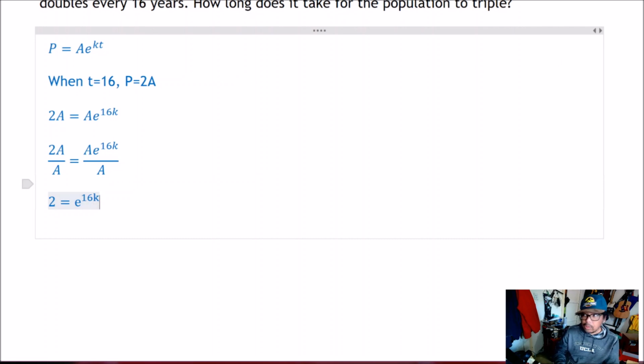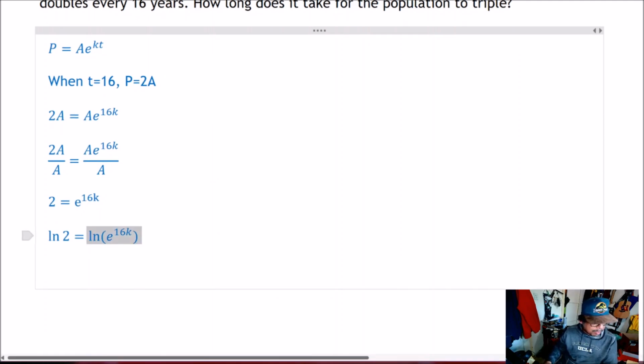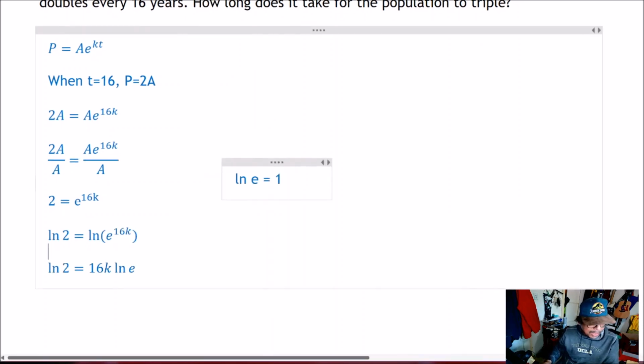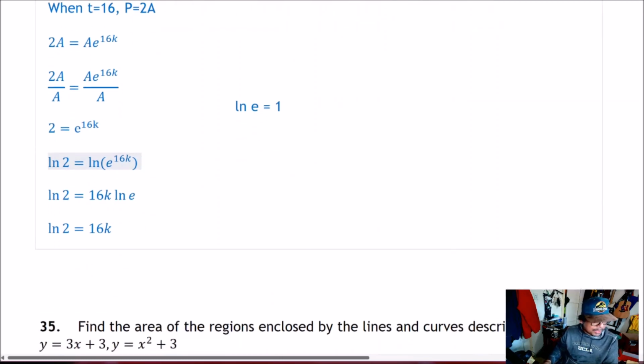And then we'll take a natural log of both sides. The natural log on this right side here, using properties, we can take that 16k and bring it to the front. Remembering that the natural log of e is equal to 1, we get that the natural log of 2 is equal to 16k, or that k is equal to the natural log of 2 over 16.